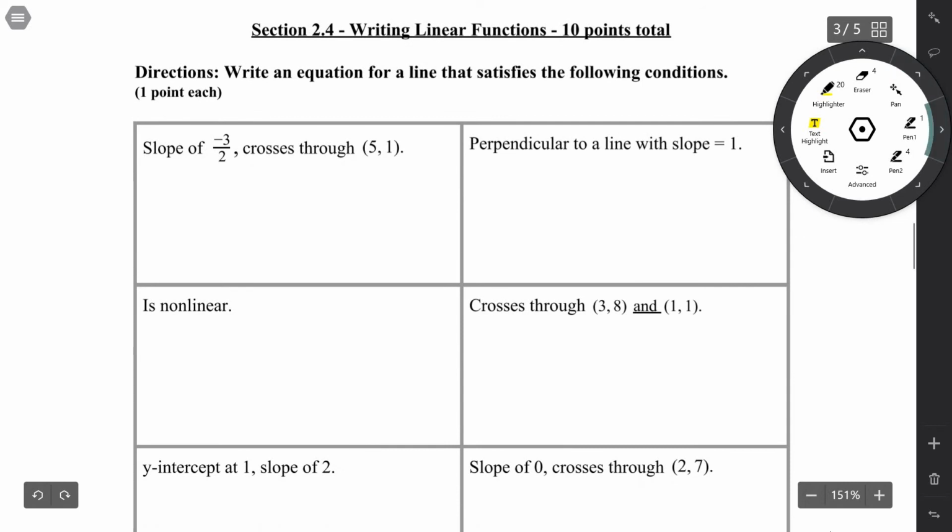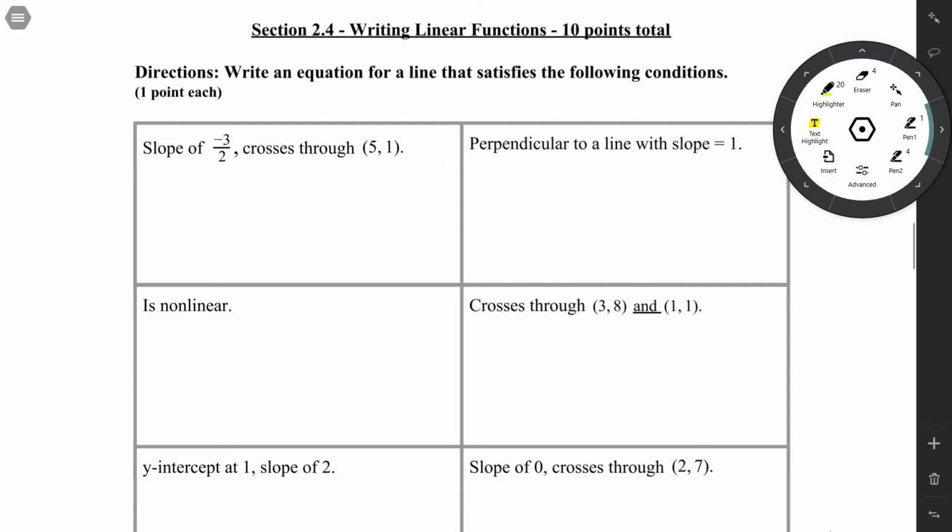This one is just writing linear functions. If I don't specify a point, that's fine. Just write it out. If I just say the slope is this, and that's it, just give me any line with that slope. It can be as complicated or as simple as you want. I think I'd prefer simple, just because it'll be easier to grade, but it's totally up to you.